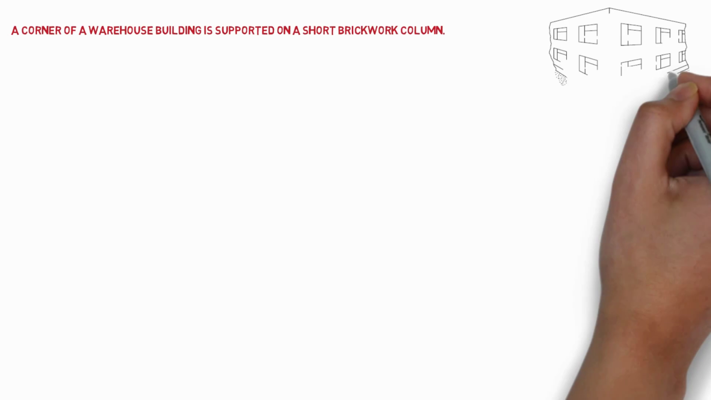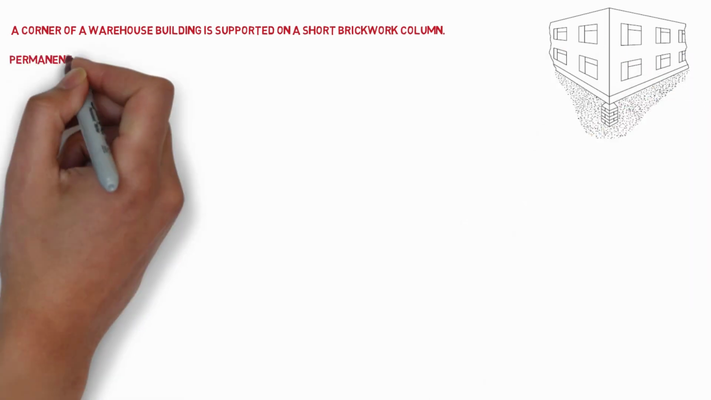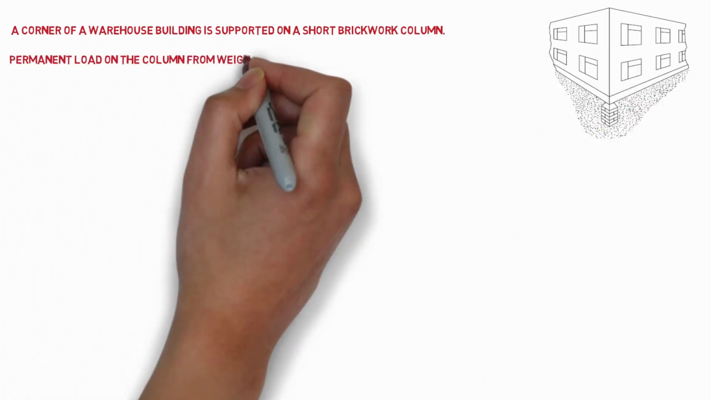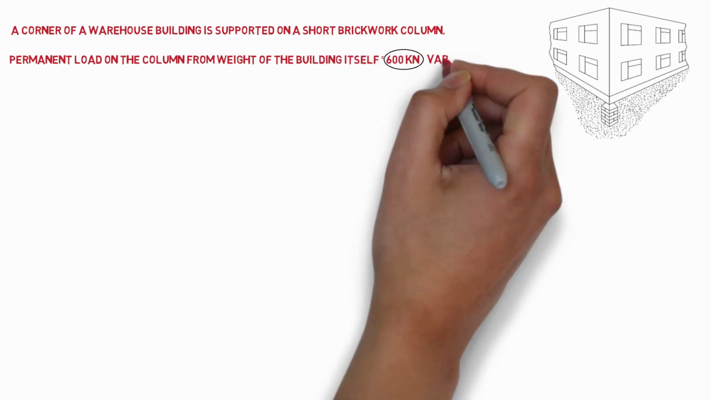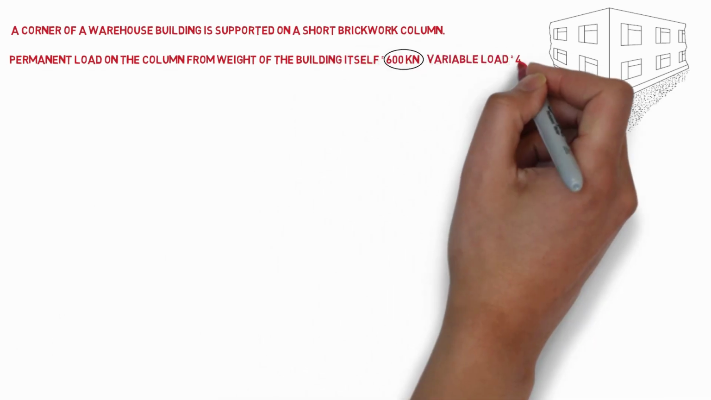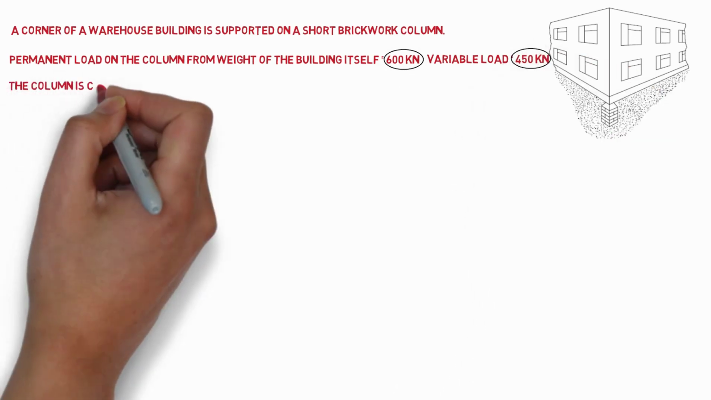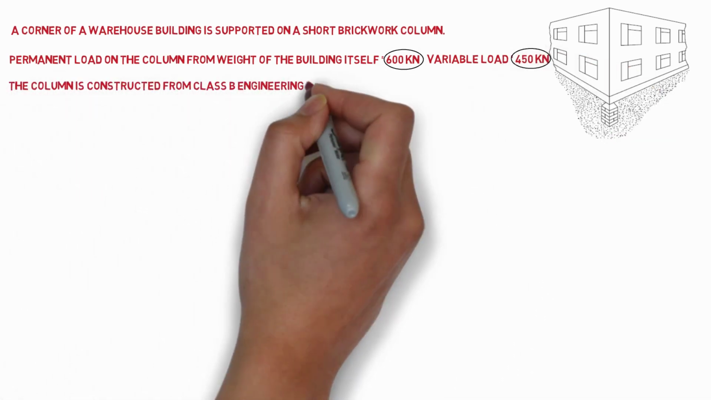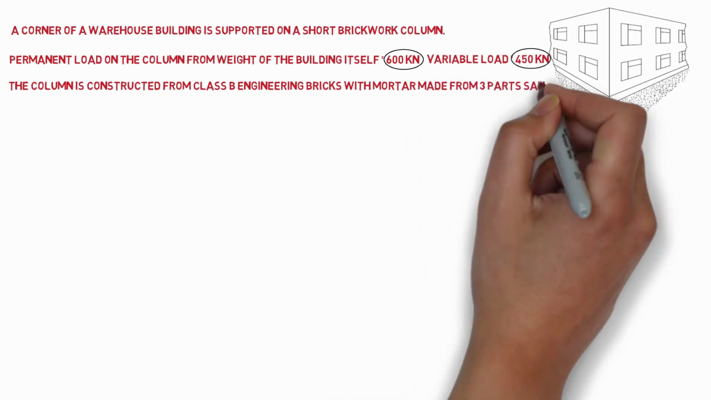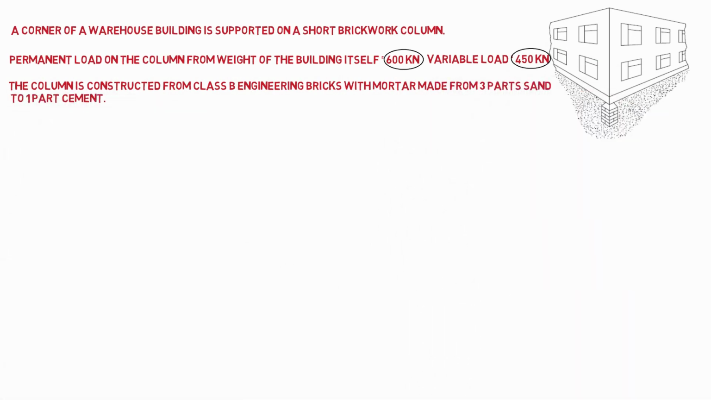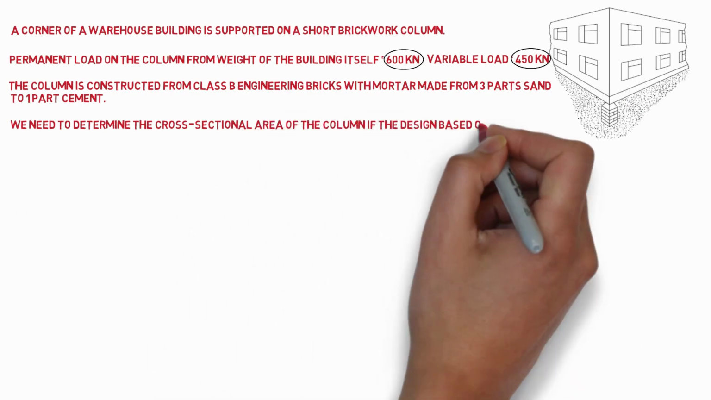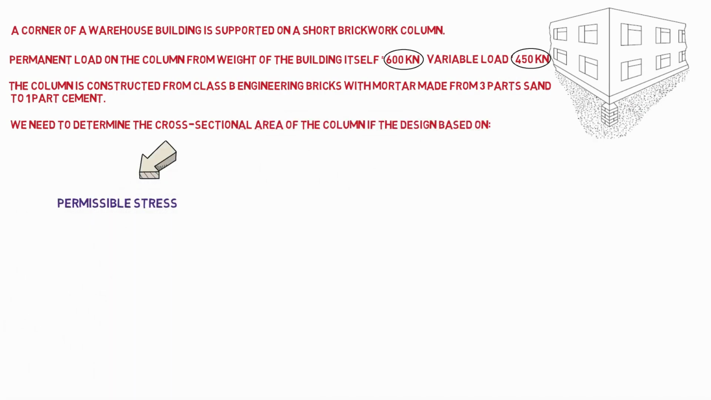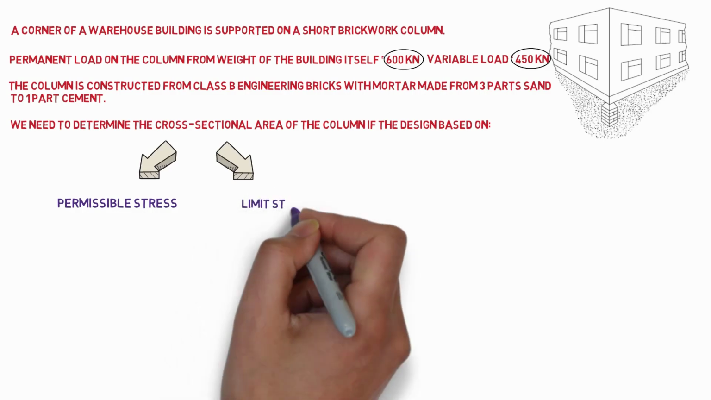A corner of a warehouse building is supported on a short brickwork column, with a permanent load on the column from the weight of the building itself equals 600 kilonewtons, and a variable load equals 450 kilonewtons. The column is constructed from Class B engineering bricks with mortar made from 3 parts sand to 1 part cement. We need to determine the cross-sectional area of the column if the design is based on 1. Permissible stress method. 2. Limit state method.